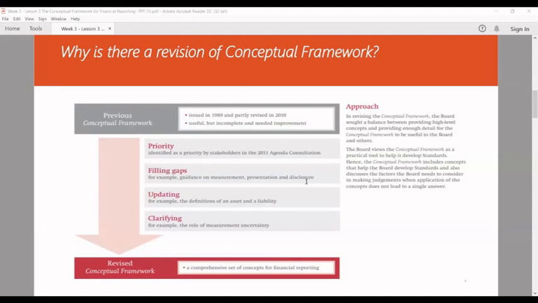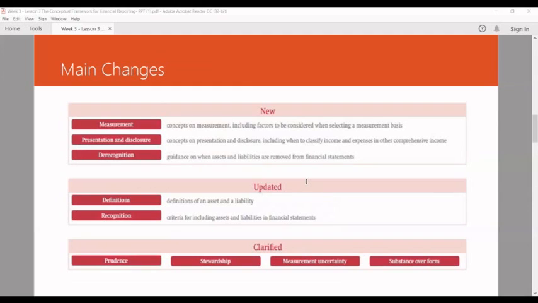And the revised conceptual framework is a comprehensive set of concepts for financial reporting. The main changes are, for the new one: concepts on measurement, including factors to be considered when selecting measurement bases; presentation and disclosure, including when to classify income and expenses in other comprehensive income; guidance on when assets and liabilities are removed from financial statements; updated definitions of an asset and a liability; and recognition criteria for including assets and liabilities in financial statements. So to clarify, it broadens stewardship, measurement uncertainty, and substance over form.